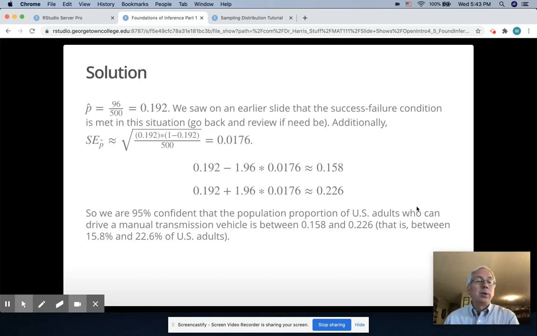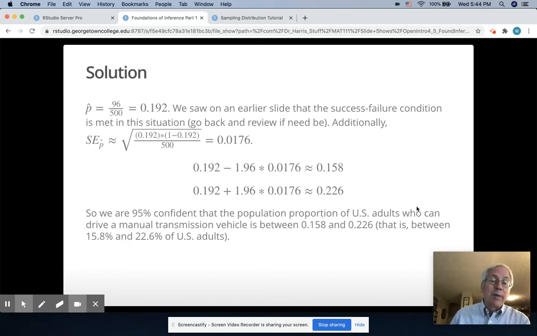To calculate the sample proportion p hat, it's the number of successes over the number of trials. We have 96 successes over 500 trials. That's 0.192. This is the value of p hat that we explored a few slides ago. The success-failure condition was met, and the value of the standard error in this case was 0.0176. So if you need to go back a few slides and review, please go ahead and do so. But those are the numbers. That's what we came up with back then.